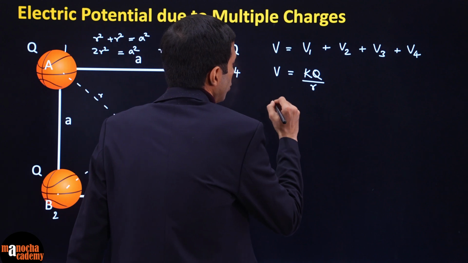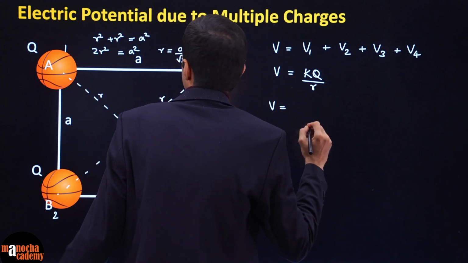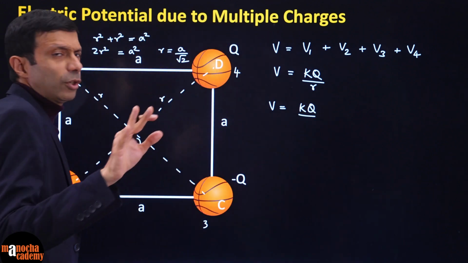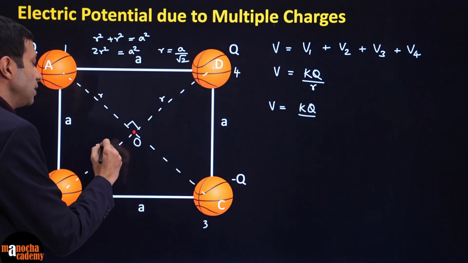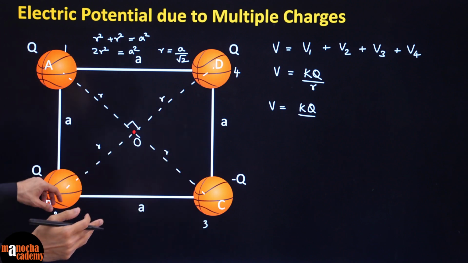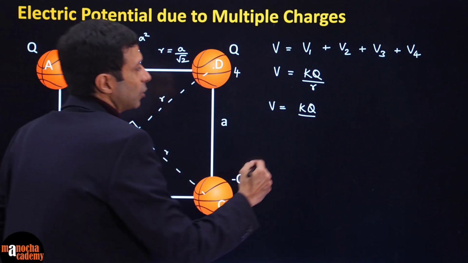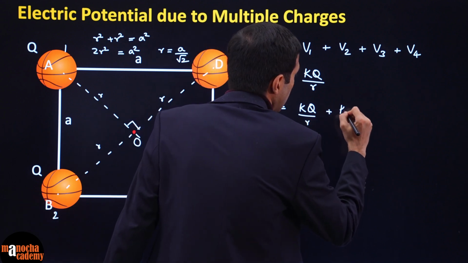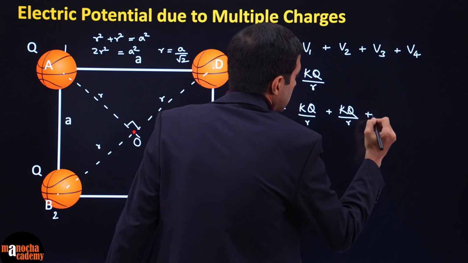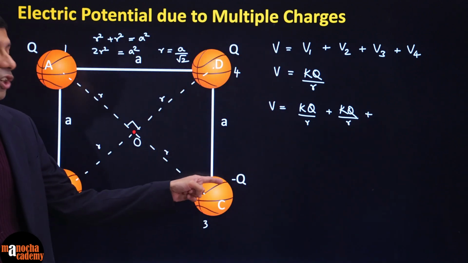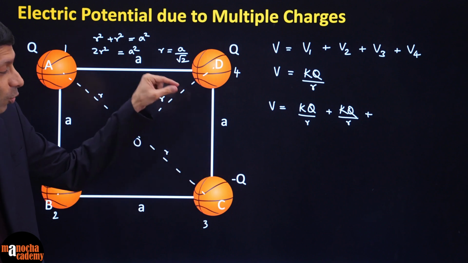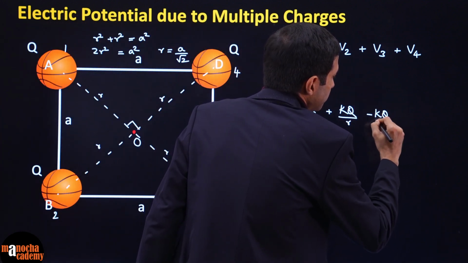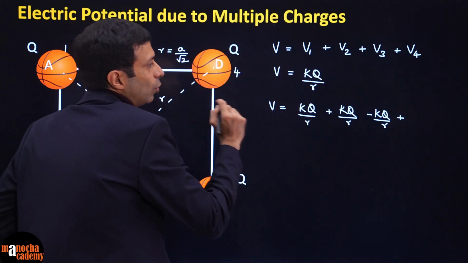So that's what we are going to do. V is going to be equal to V1. V1 is what? There's a charge Q there. So KQ by R, or let's substitute the R at the end, because you can see the good news is the R is same throughout. The distance from the charge to the center is same. So I'm just going to keep it as KQ by R plus V2. There's another charge Q there, so KQ by R plus, now be careful here, this charge is minus Q. So don't substitute it as Q, use the sign. So this will become minus KQ by R, and the last one is plus Q, so plus KQ by R.